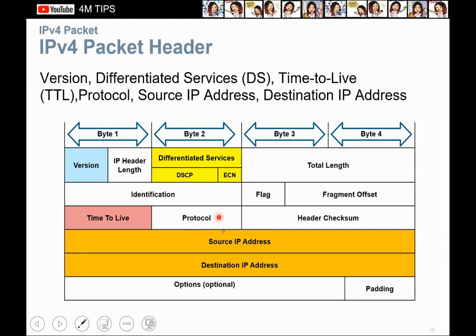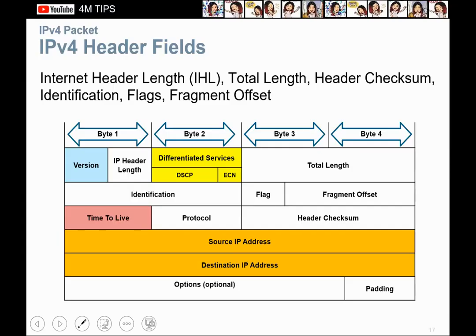And then we have the protocol. We also have the source IP address and the destination IP address. So all these are in the IPv4 packet header. When we talk about the IPv4 header length, which is the one highlighted in white, you have the IP header length. This is under the IPv4 header fields. You have the total length, the header checksum, the identification, the flags, the fragment offset, and the protocol. All these highlighted in white here are called IPv4 header fields.